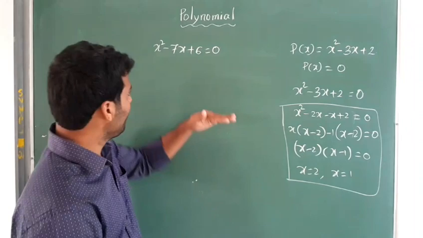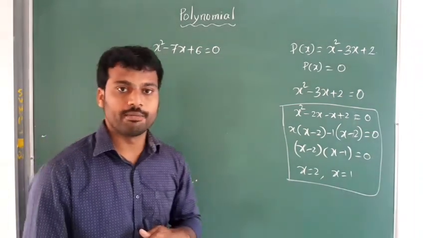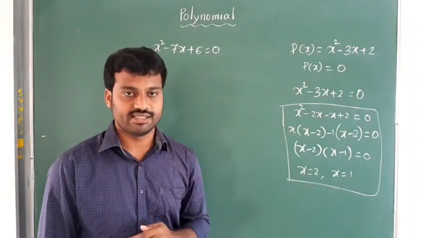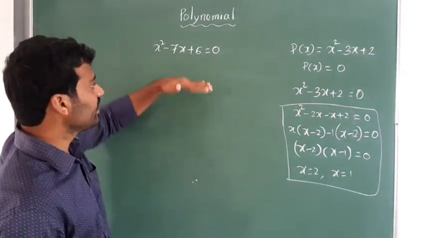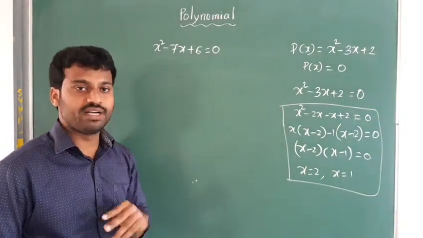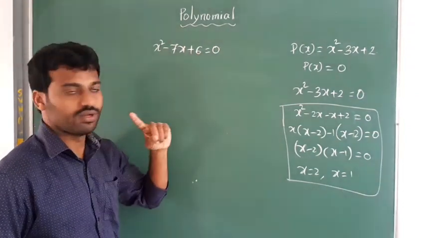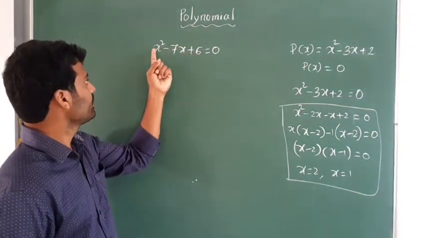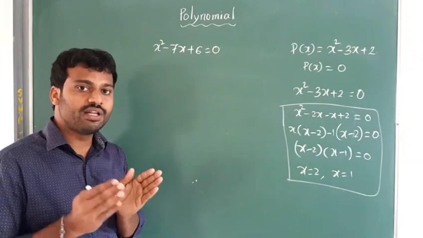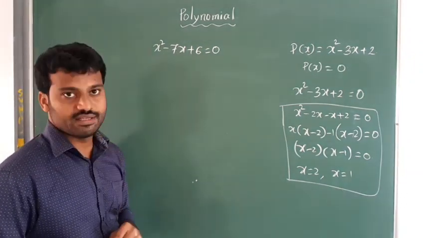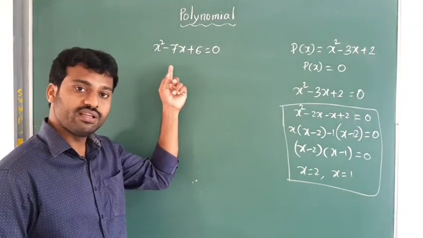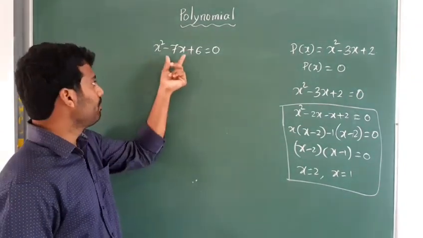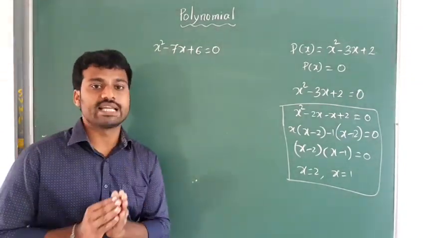If they ask you to factorize this polynomial, how do you factorize it? The first thing is, based on the degree, you should identify which is the middle term. Here x to the power of 0, here x to the power of 1, here x to the power of 2. Which one is the middle one? x to the power of 1 is the middle one. So this is minus 7x, including the sign. Minus 7x is the middle term.